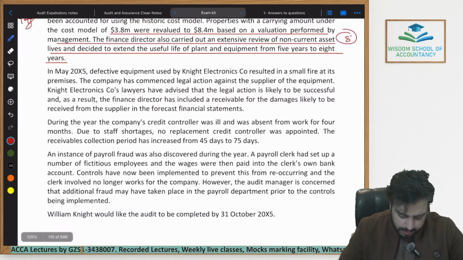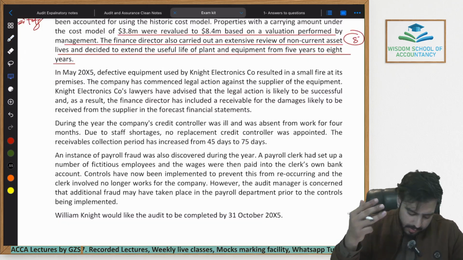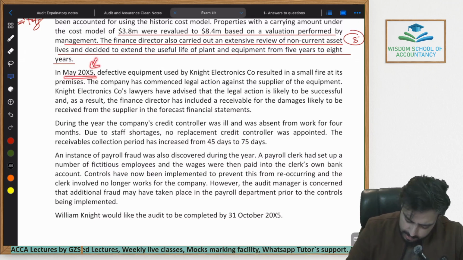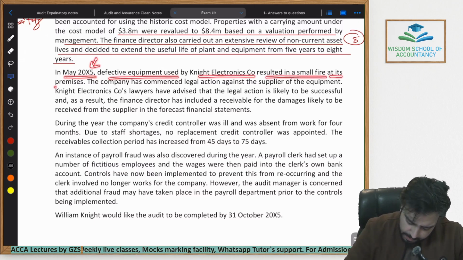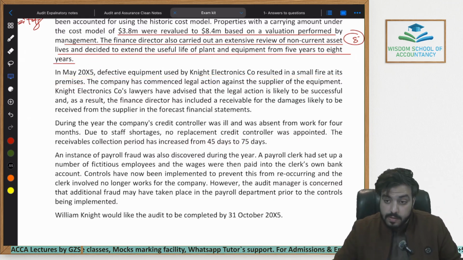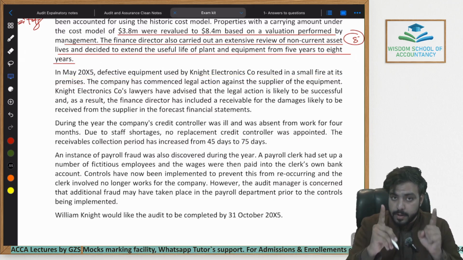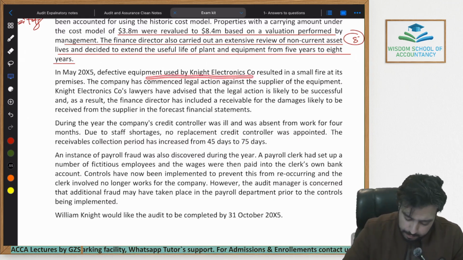Now let's move forward and try to identify more risks, because we have to identify a total of 8 risks. 3 more risks are still remaining. In May 2015, which falls within our year, defective equipment used by Knight Electronics Corporation resulted in a small fire at its premises. So basically, our operations were going on and suddenly a fire broke out. We found out that we were using defective equipment. We as Knight Corporation were not using the right equipment.